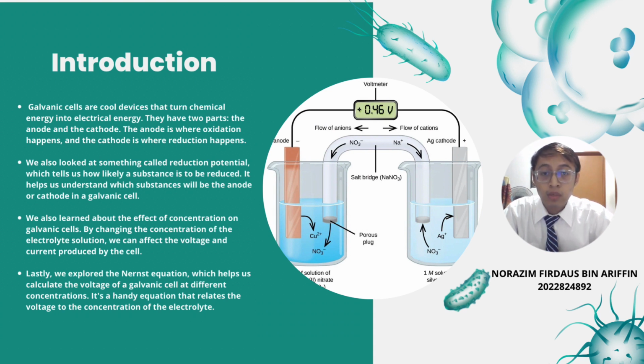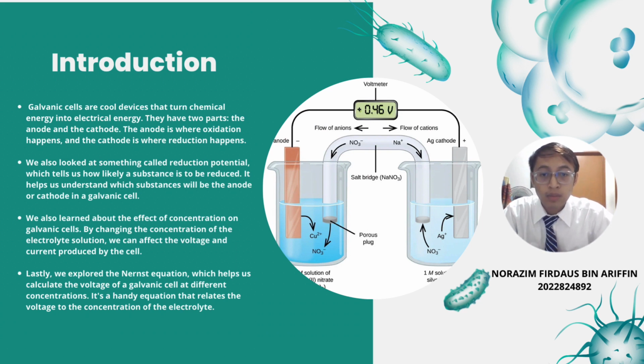So next we will talk about the concentration. By altering the concentration of the electrolyte solution, we can manipulate the voltage and the current produced by the galvanic cell. It's a powerful way to control the cell's performance.